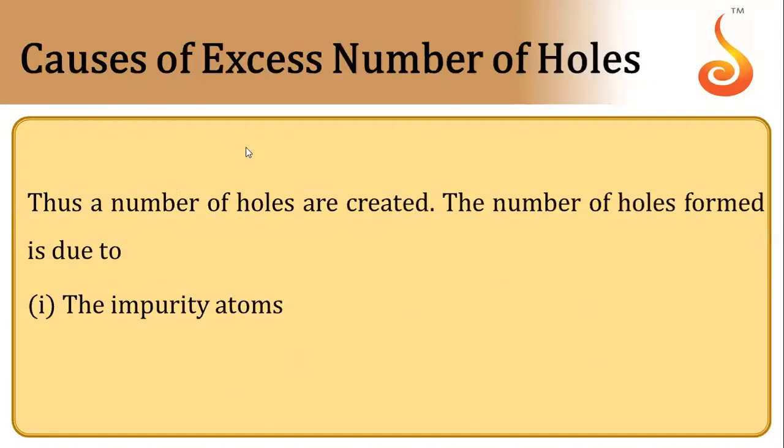So next are the causes of excess number of holes. Now in p-type, an excess number of holes will be there. This will be due to impurity atoms. As when I draw the structure, the 3 valence electrons of boron formed the bond with silicon atoms, and here a hole was created. So because of the impurity atoms, there are more holes than the number of electrons.